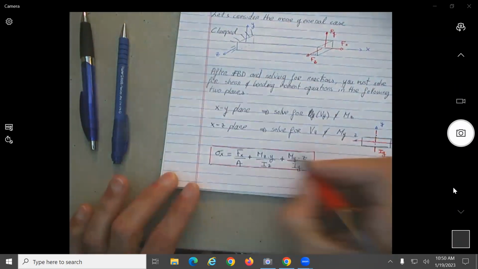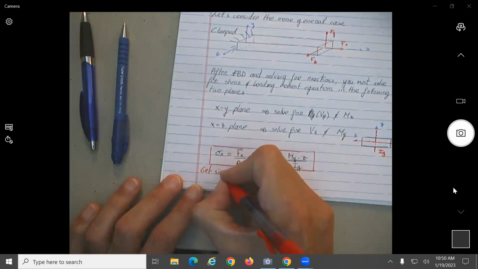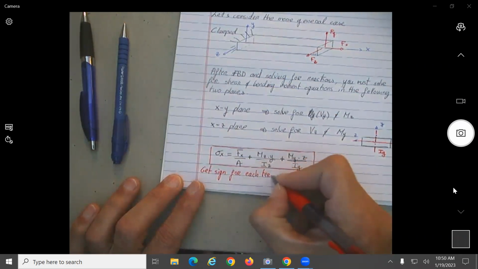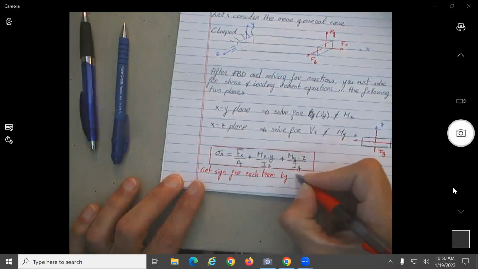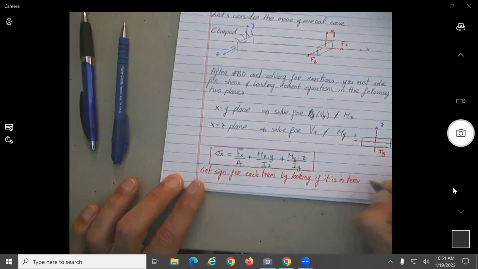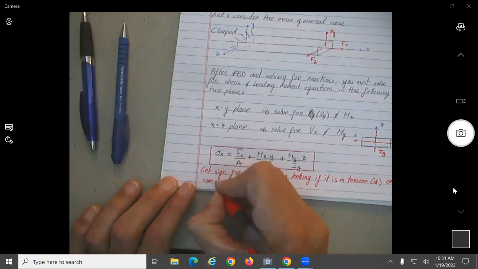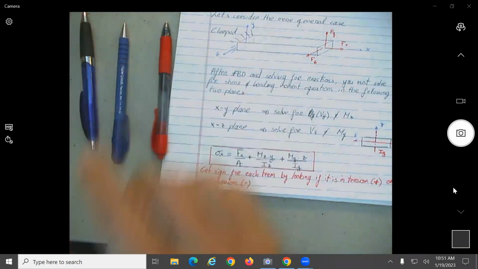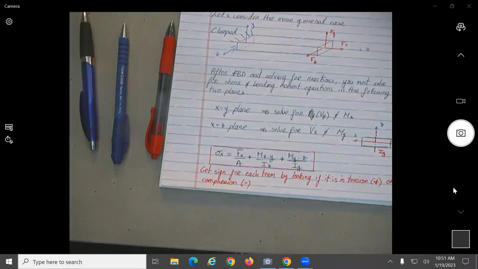So the note over here: get the sign for each term by looking if it is in tension, that will be positive, or compression, that will be negative, no?